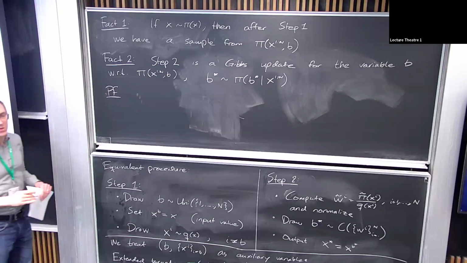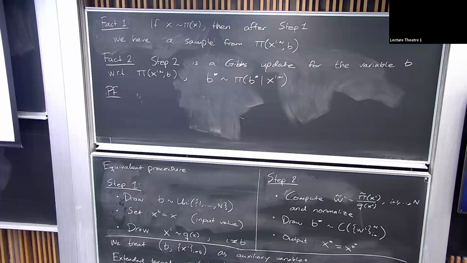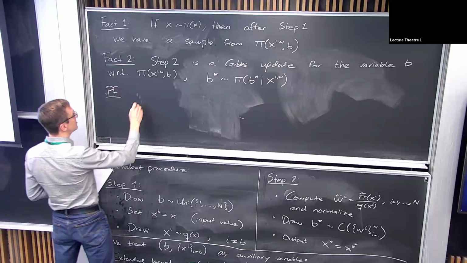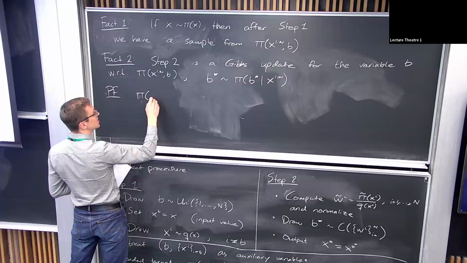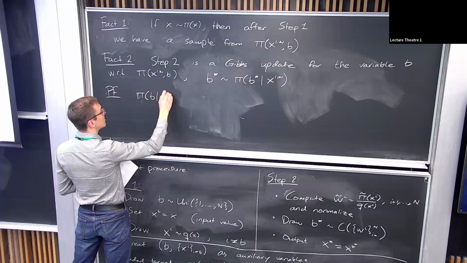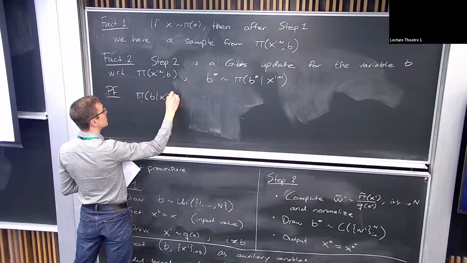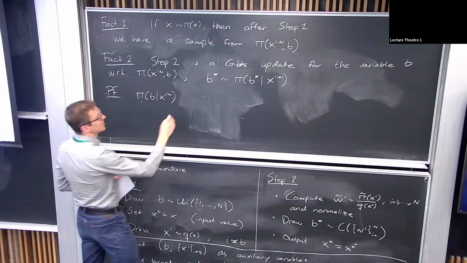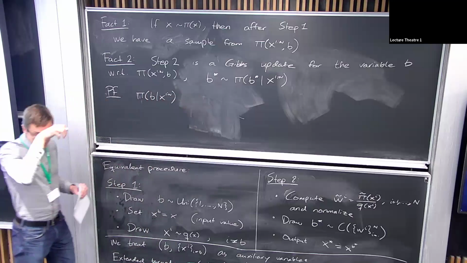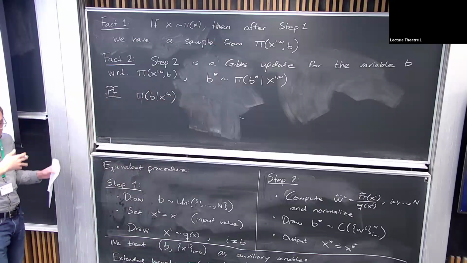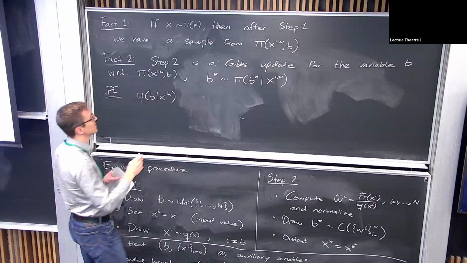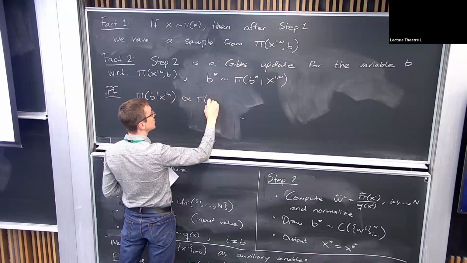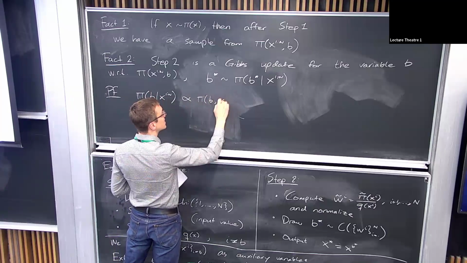And that's not completely obvious, perhaps. So to prove the second fact, we look at this conditional, π(b | x_{1:n}). As always, when we want to derive some distribution like this, we note that this is proportional to the joint, so this is proportional to π(b, x_{1:n}).